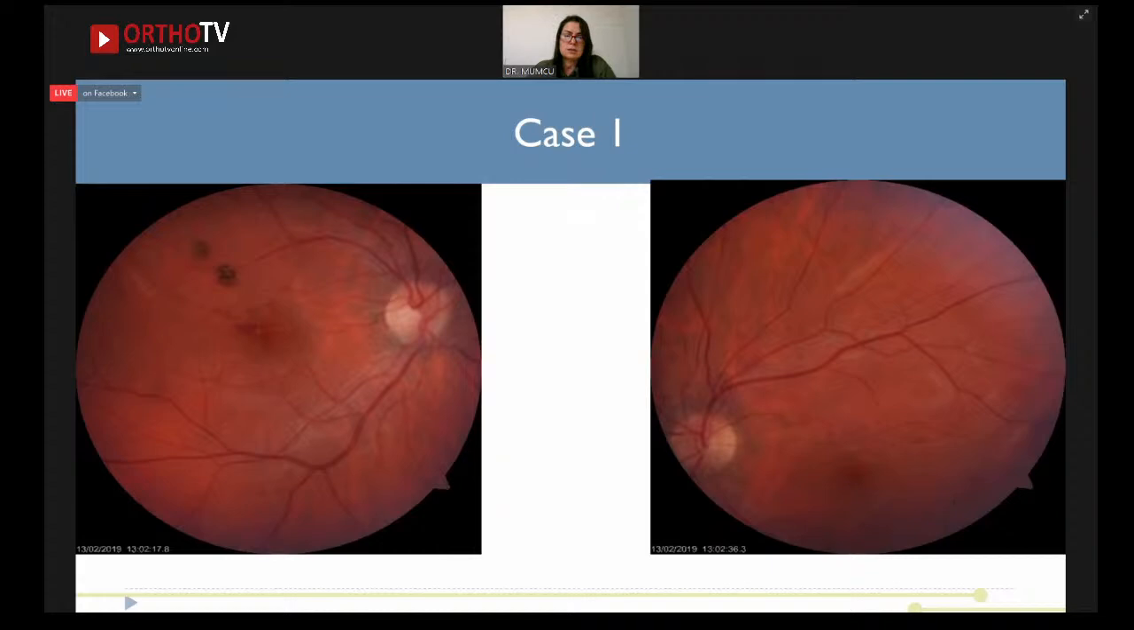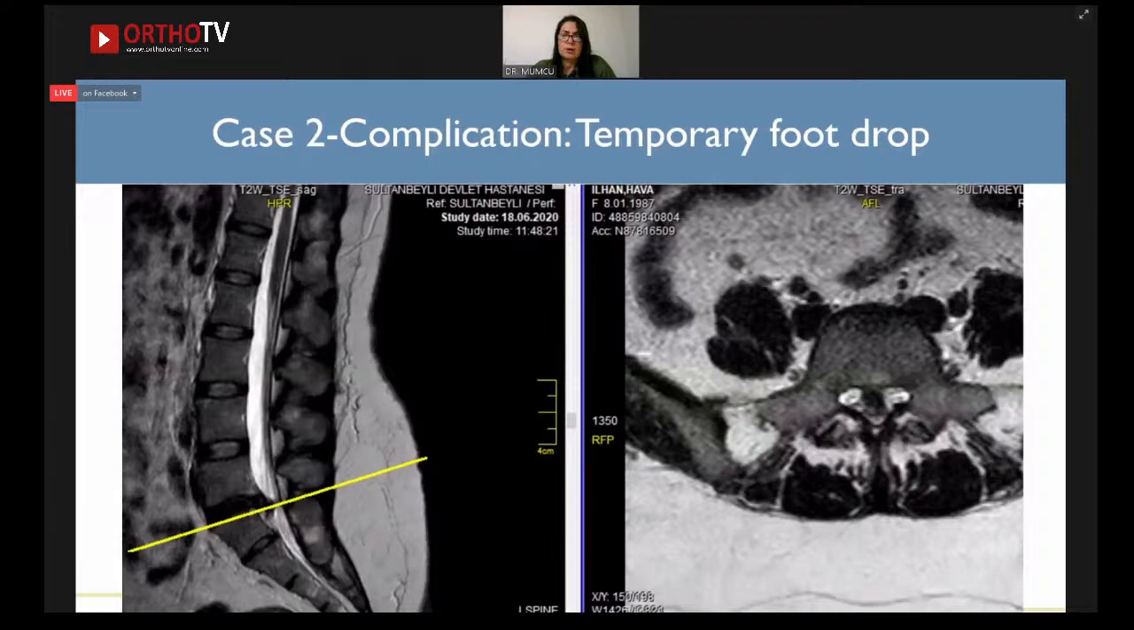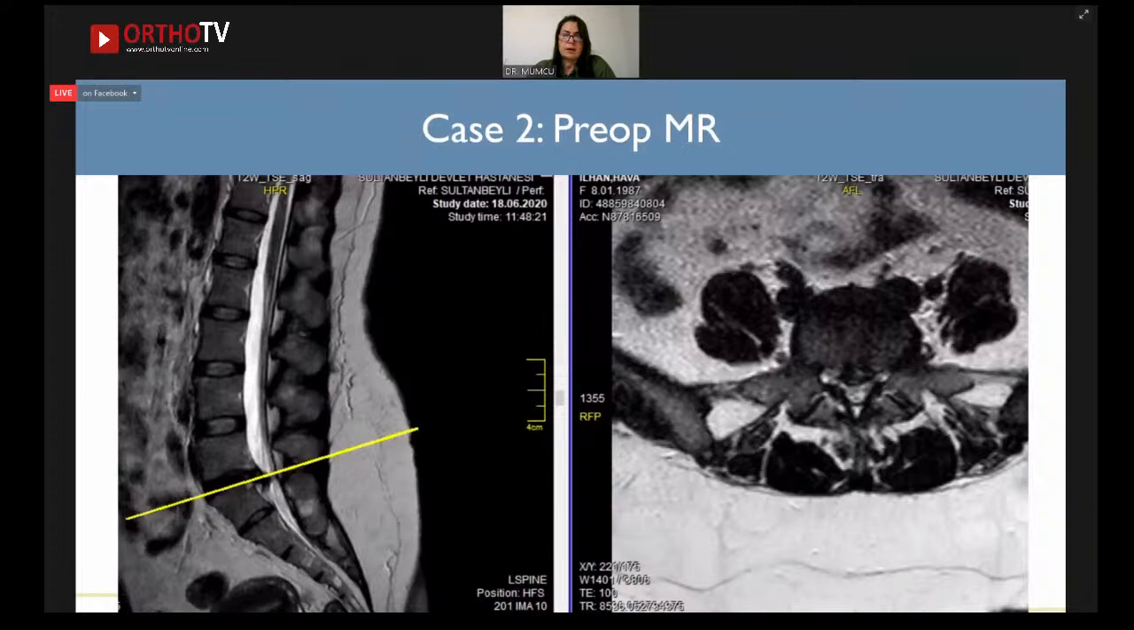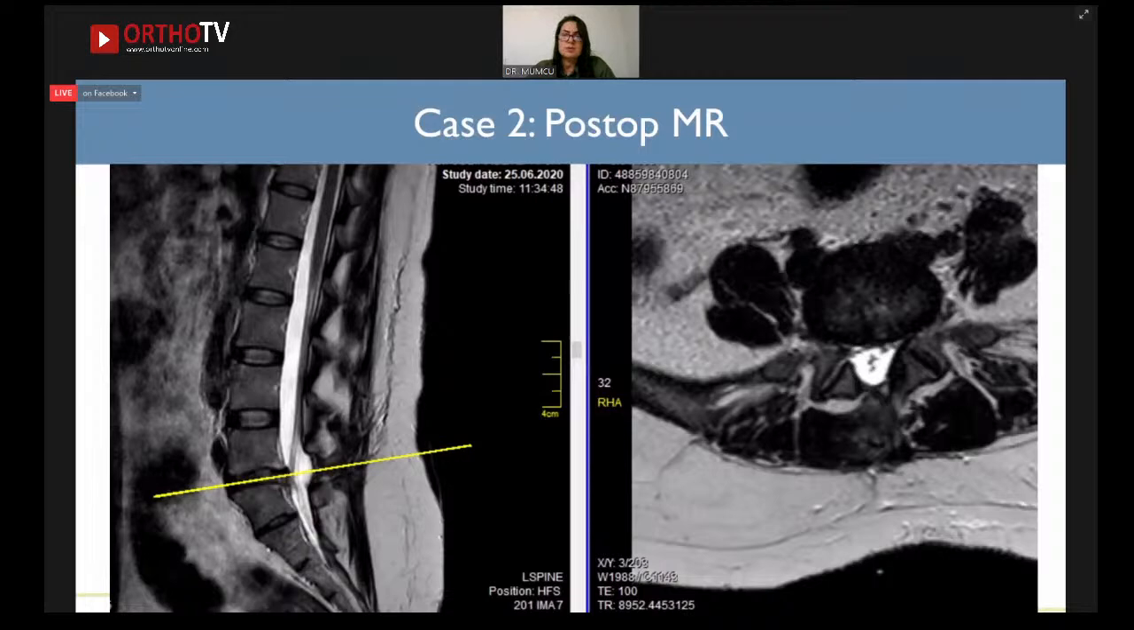My second case is a 34-year-old woman. She had left leg pain for 3 months due to L4-5 disc herniation. Preoperative MRI shows the ruptured disc at L4-5. This is another section of preoperative MRI. After the UBE surgery, right side surgery, the ruptured disc was totally removed. There was no dural injury or any complication during the surgery. Postoperative MRI showed a good decompression of the spinal canal.